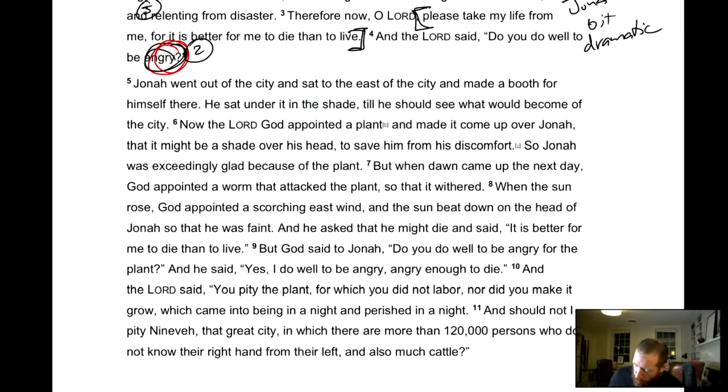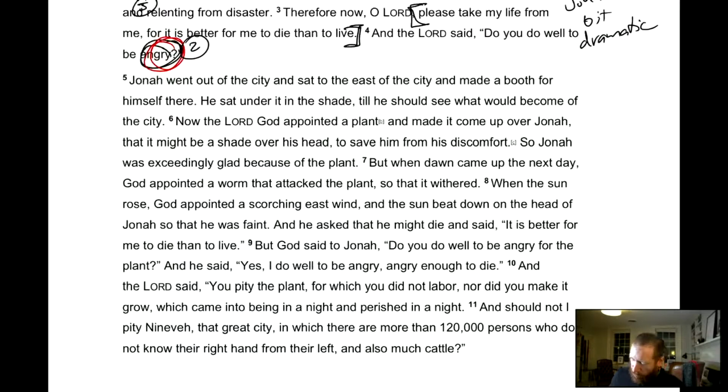Jonah went out of the city and sat to the east of the city and made a booth for himself there. He sat in it, under it, in the shade, till he should see what would become of the city. So the Lord God appointed. I'm going to circle that word. A plant and made it come up over Jonah, that it might be a shade over his head to save him from his discomfort. So shade, I'll make the shade green. Shade. He's worried about Jonah here. And Jonah was exceedingly glad because of the plant.